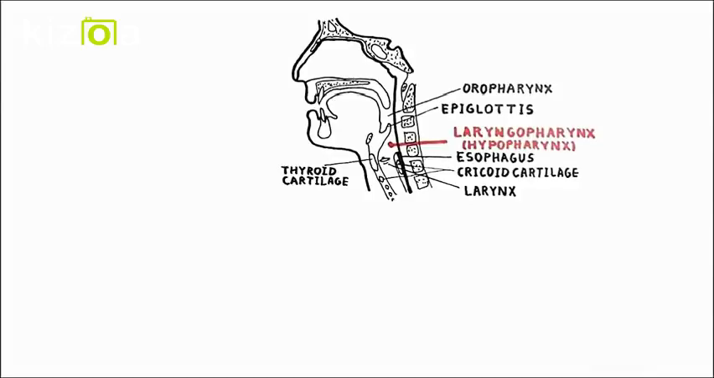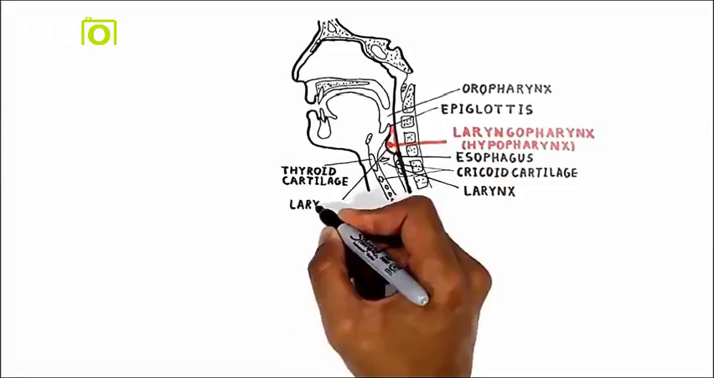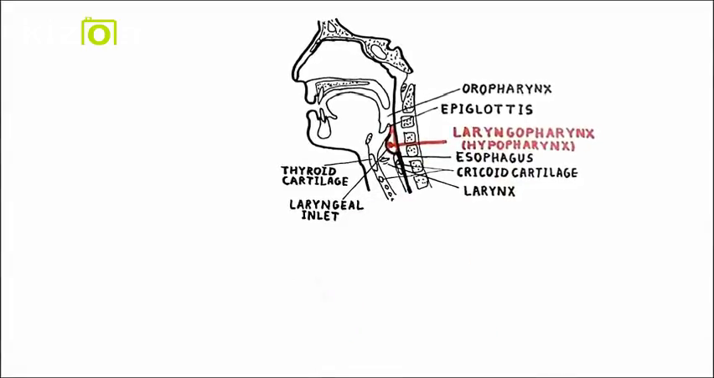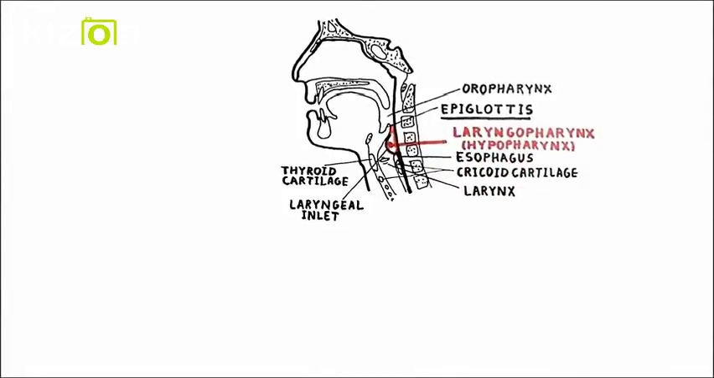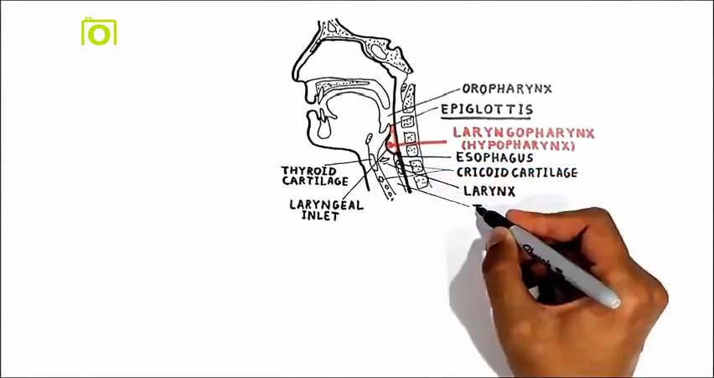Specifically, the superior border of the laryngopharynx is the epiglottis and oropharynx, and its inferior border is the posterior surface of the cricoid cartilage of the larynx. At this point, it becomes continuous with the esophagus. The laryngopharynx communicates with the larynx via the laryngeal inlet. One of the most important structures here is the epiglottis, the flap at the base of the tongue that keeps food from going into the trachea.